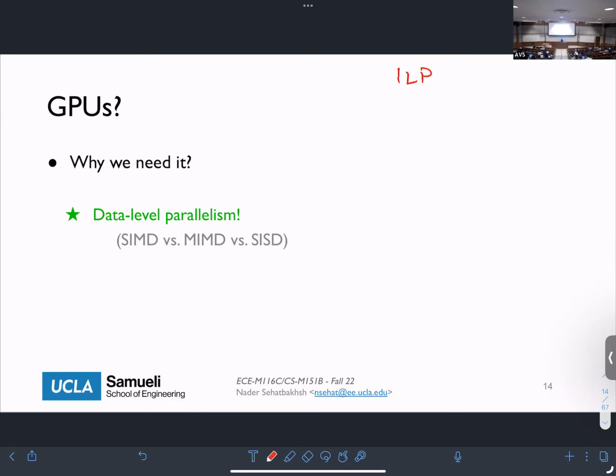Then we talked about thread level parallelism, or TLP, where we add more cores and create multiple threads running on multiple cores at the same time. But then there's also data level parallelism, or DLP. What DLP says is that there will be scenarios where you have a large amount of data, let's think of it as a vector, and all we need to do is one instruction at a time on this entire data.